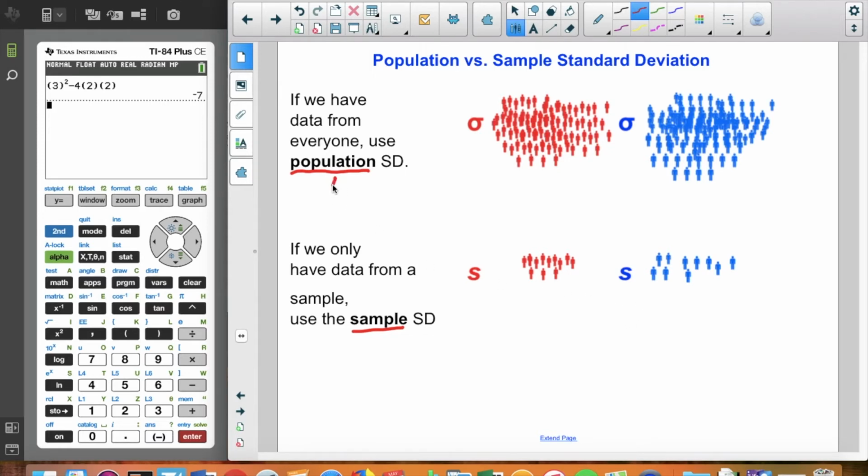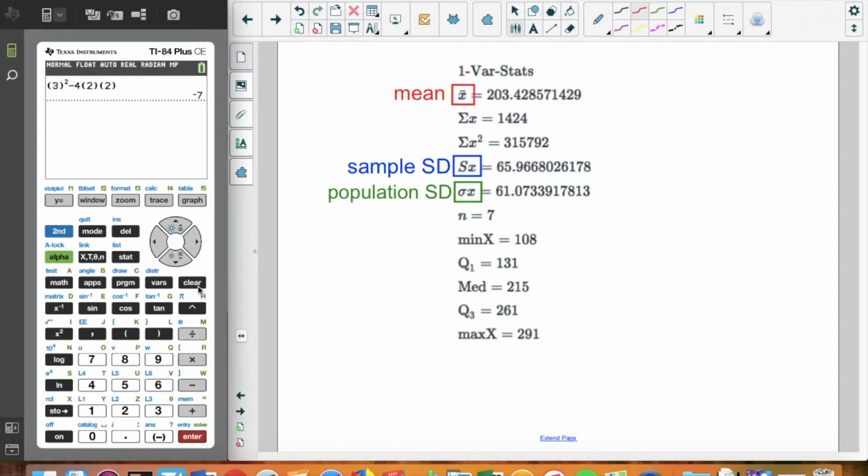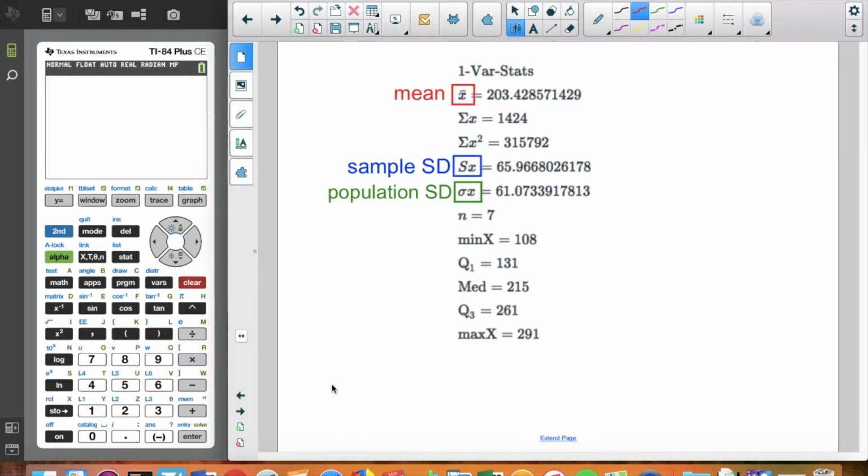Now we are going to be using the population standard deviation today, so we're going to be using the sigma. Okay, so again, these are the three main parts that we're going to use today. Mean and standard deviations, but again, we're not really going to be using this one too much. So we're really focusing on the sigma of x and that x bar, which is the standard deviation and the mean.